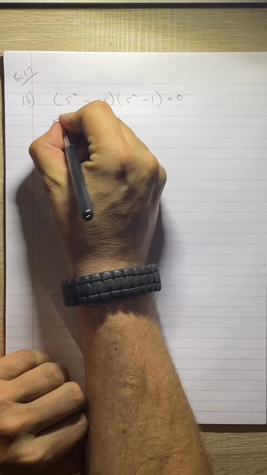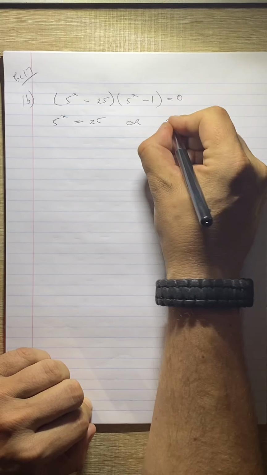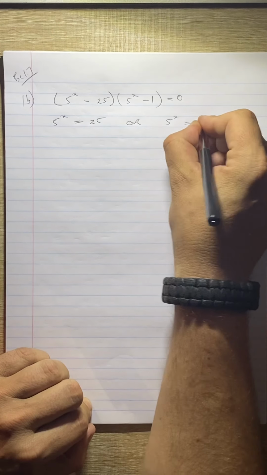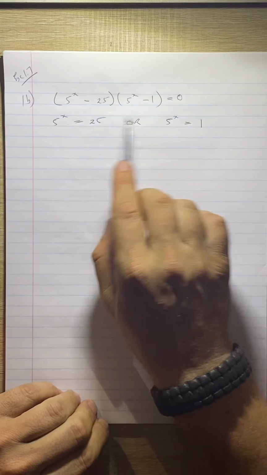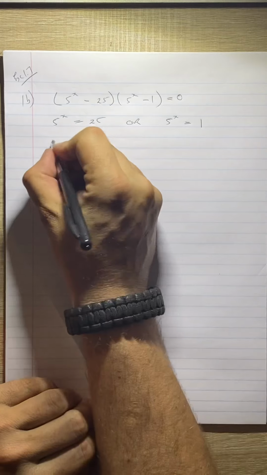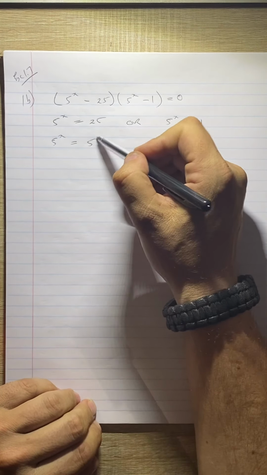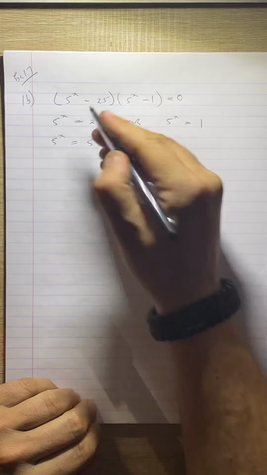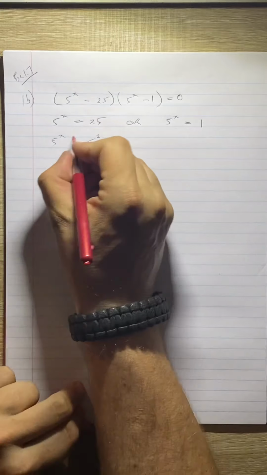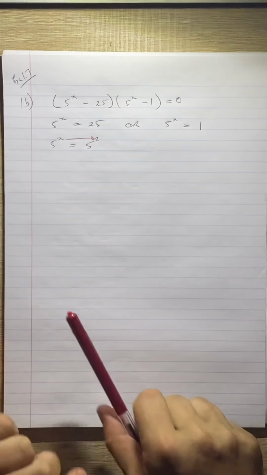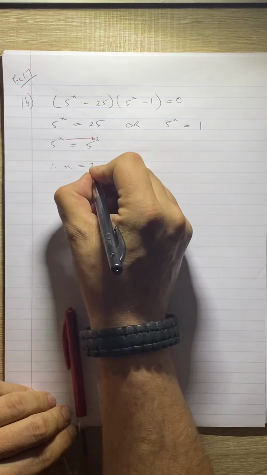So we get 5 to the x is equal to 25, or 5 to the x is equal to 1. Okay, what I need to do now is I need to get bases the same on both sides. So 5 to the x is equal to 5 to the what gives us 25? It's 5 squared. Okay, now that the bases are the same, we can equate the exponents. Therefore, x is equal to 2.